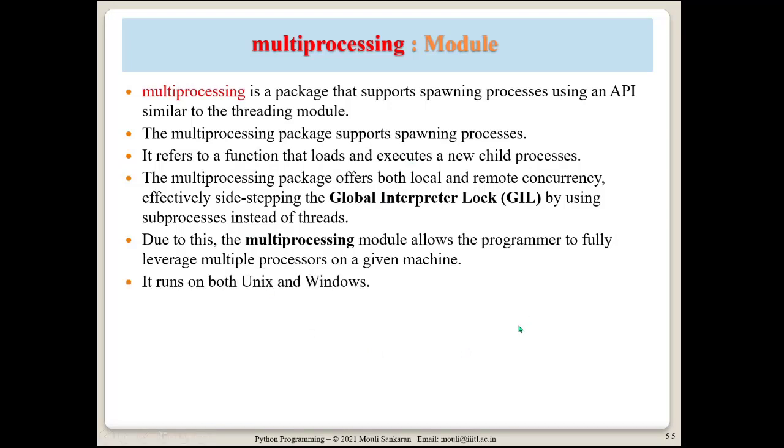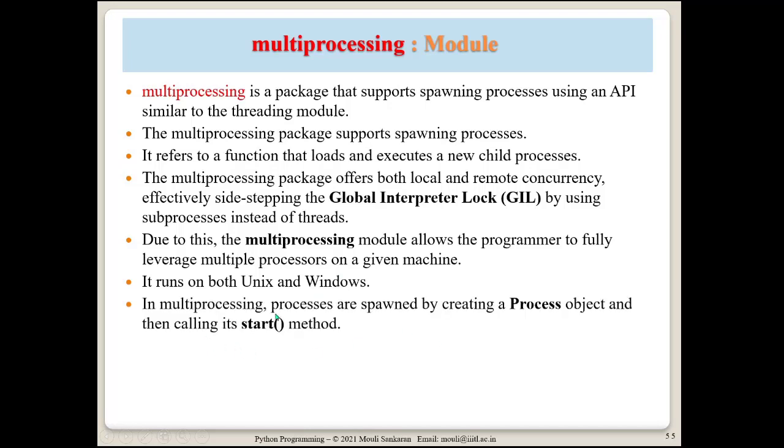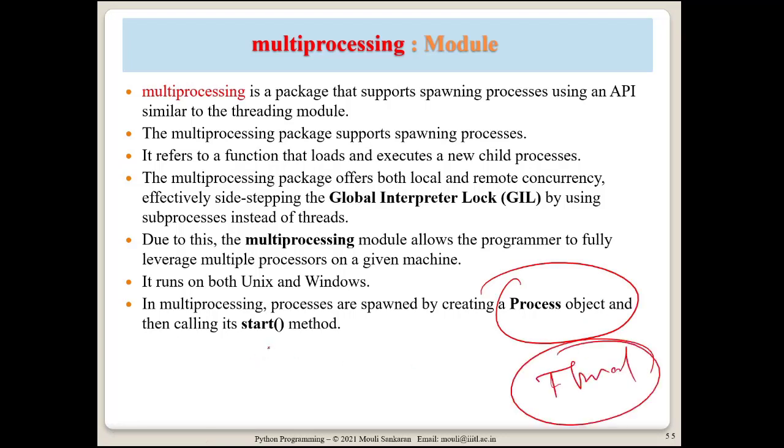The multiprocessing module can be run on Unix and Windows. I'm not saying that it can't be run on Mac OS; it can be done. In multiprocessing, processes are spawned by creating a process object. We will see the example. You need to create a process object like the thread object we created, and then you have to do the same start business, because creating an object doesn't mean that it is running. All the base work is done, but it is not running. You have to call start to make the process run.